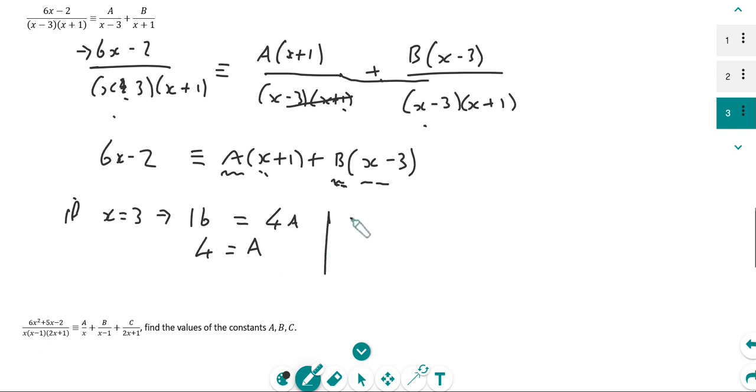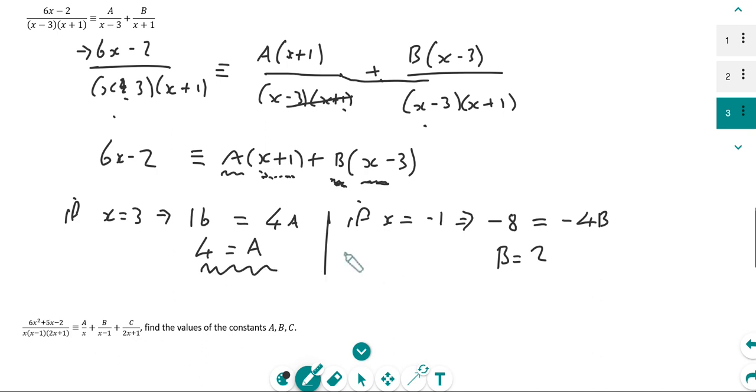And what I'm going to do now is pick another value and try and do the same thing. So I looked at how to get rid of b, which was to make the brackets 0 in total. So if x equals, well, how could I make this 0? I could do it if x was minus 1. If x equals minus 1, what would happen? It would be minus 6 minus 2, so that's minus 8, would be equal to, the a part would disappear, and I have minus 1 minus 3, so I get minus 4b. So I should be able to say that b will equal 2.